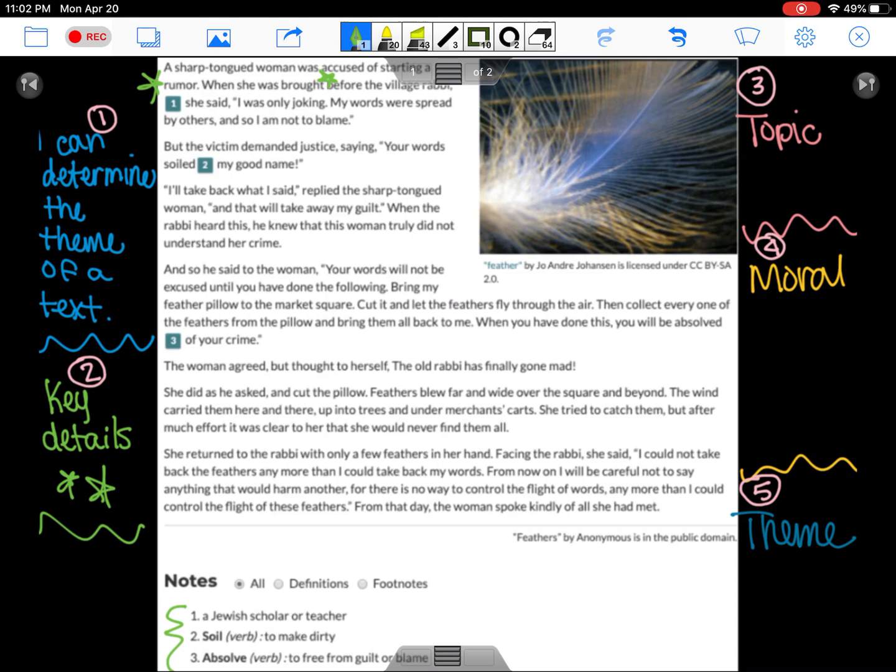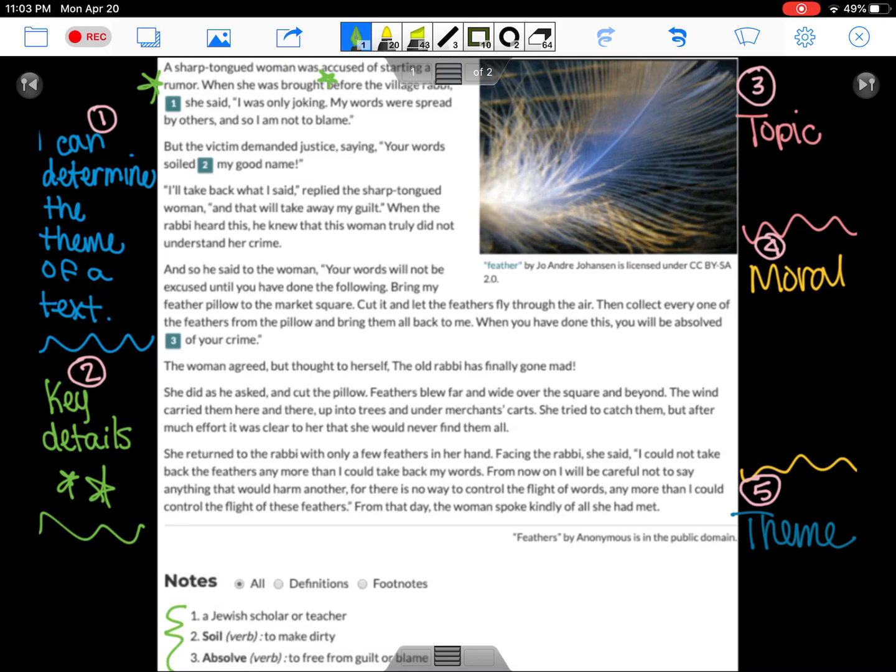I don't have a great star there, but where she is accused. That's our first big key detail. I like finding key details by going paragraph by paragraph in a text that is in paragraph form, that is. So in the first paragraph, she's accused. That's a pretty big deal. If she were not accused, then this story would not have happened. That's the way to think about a key detail, is if you took that detail out of the story, could the story still happen? In this case, if she weren't accused, she would never do the pillow thing, never learn her lesson, blah, blah, blah.